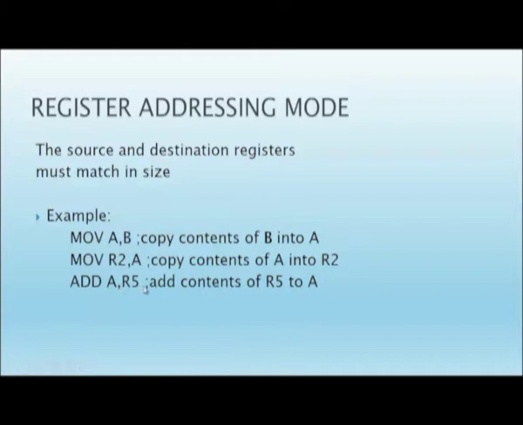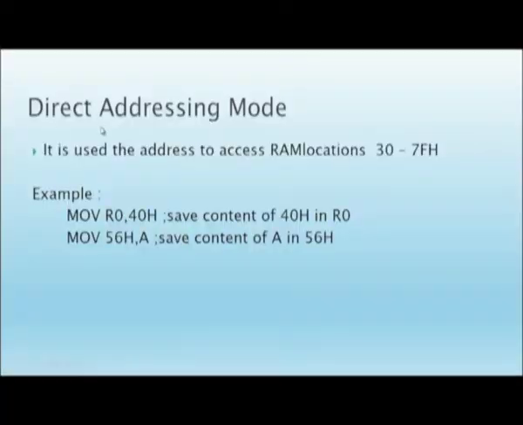Add A comma R5 is also a register addressing mode, because here the source and destination are both registers. So, what is the meaning of this? It means R5 is added with A and the result is also stored in the accumulator. Based on this, as source and destination are both registers, we can say it is a register addressing mode. Next, direct addressing mode. Based on the name you can understand the address is directly specified in the instruction.